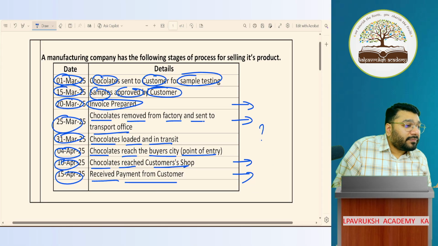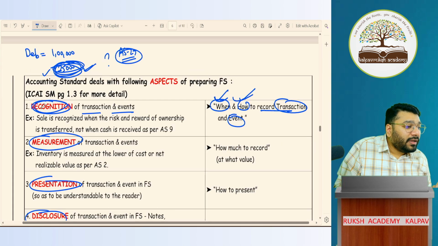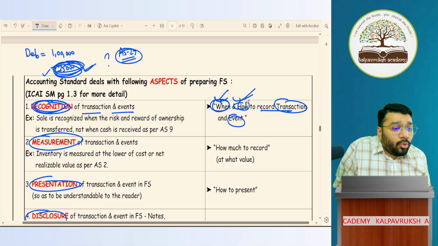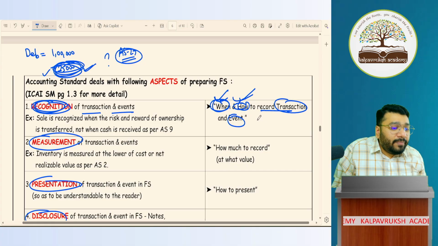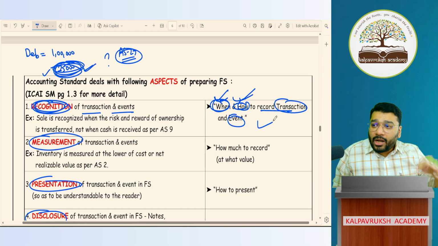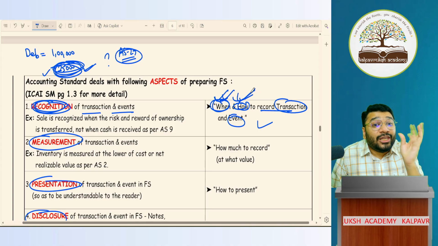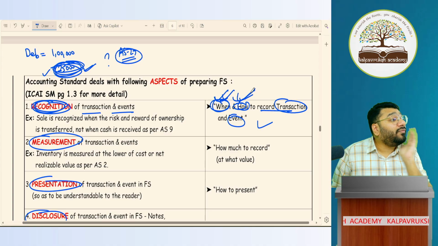Recognition means we are trying to give a solution that when and how a transaction or an event should be recorded. Okay, not okay. Now that you've decided when to record and how to record, the question is, what should be the value of the transaction? What should be the value of the event?